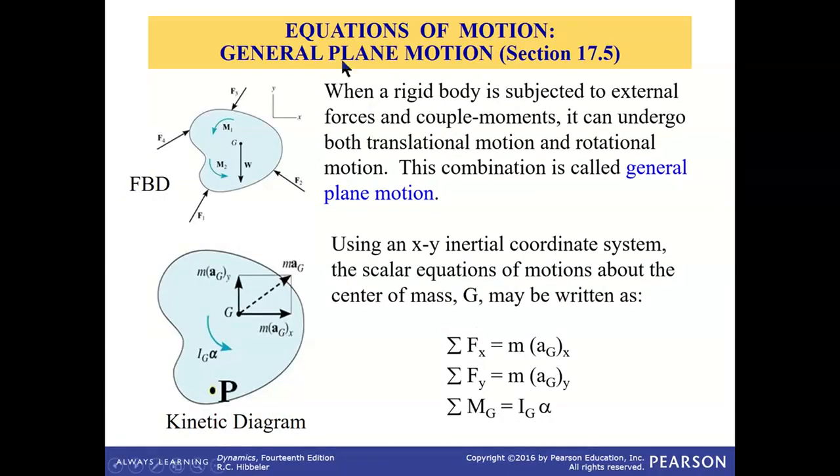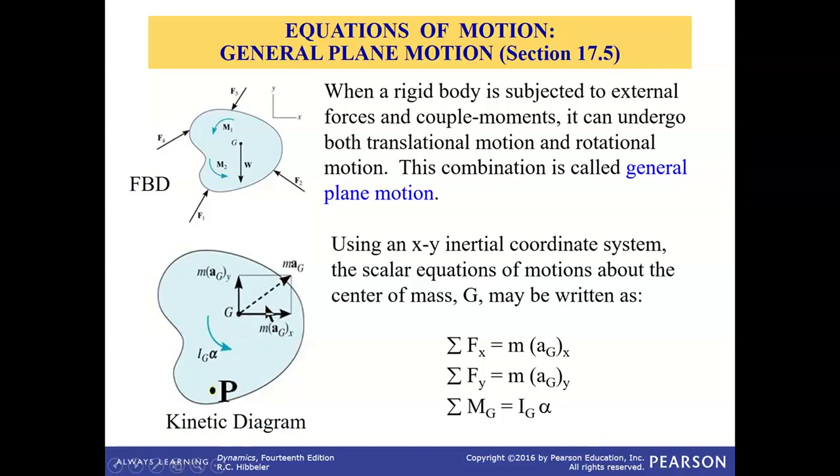Okay, so equations of motion for rigid body in general plane motion. This is the free body diagram of a rigid body that undergoes general plane motion. So it rotates and translates. These are various forces which are applied to the body, weight of the body which acts through its center of mass, and the externally applied couple moments. Now, as a result of this, the rigid body undergoes general plane motion, and this is the kinetic diagram of the rigid body, where the resultant is in this direction, which is mass multiplied by acceleration of center of mass.